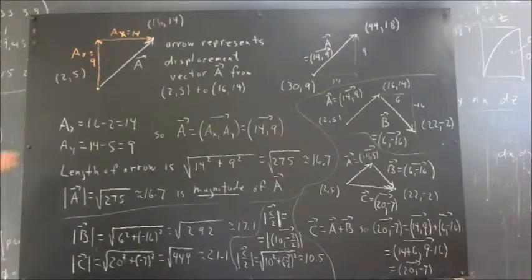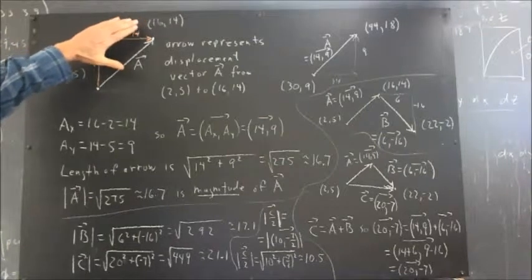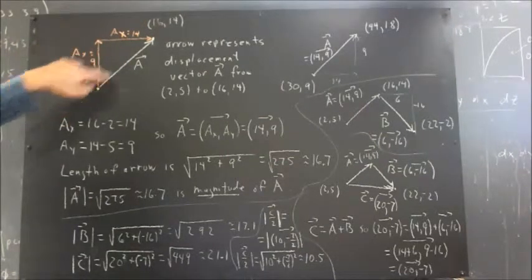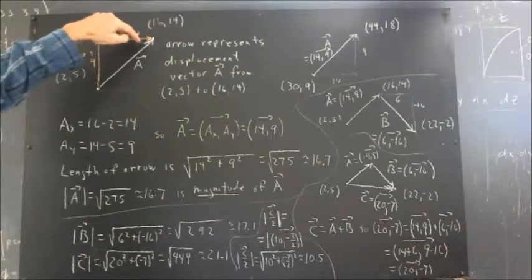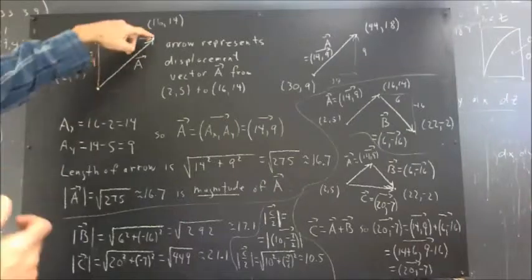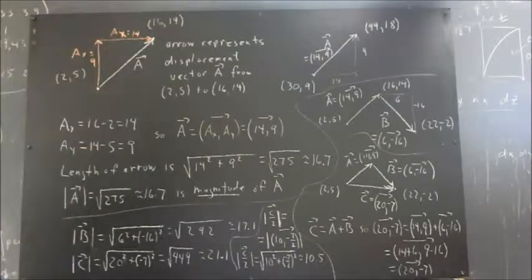We begin with the points (2, 5) and (16, 14). We sketch an arrow with an initial point here and a terminal point here. The terminal point is the one that has the head on the arrow, the one that is right at the point of the head of the arrow.